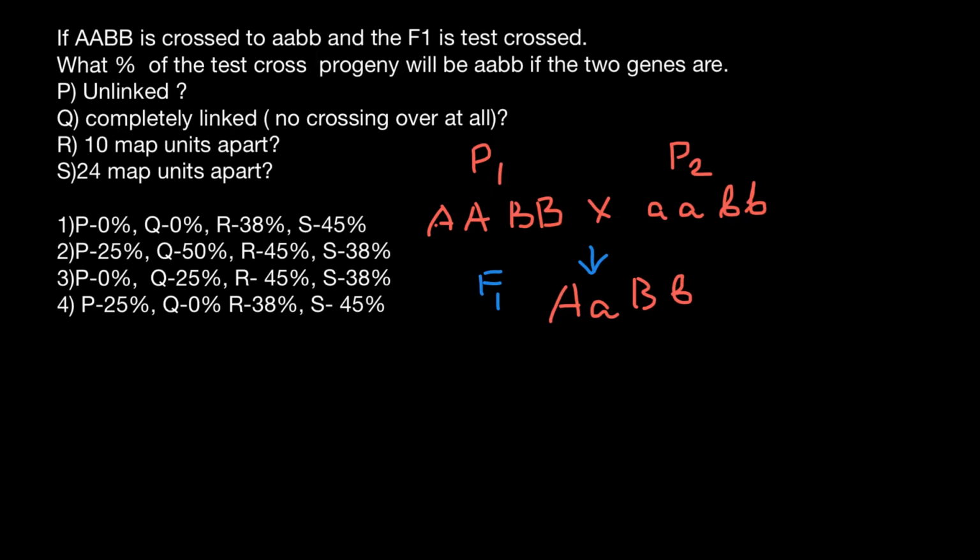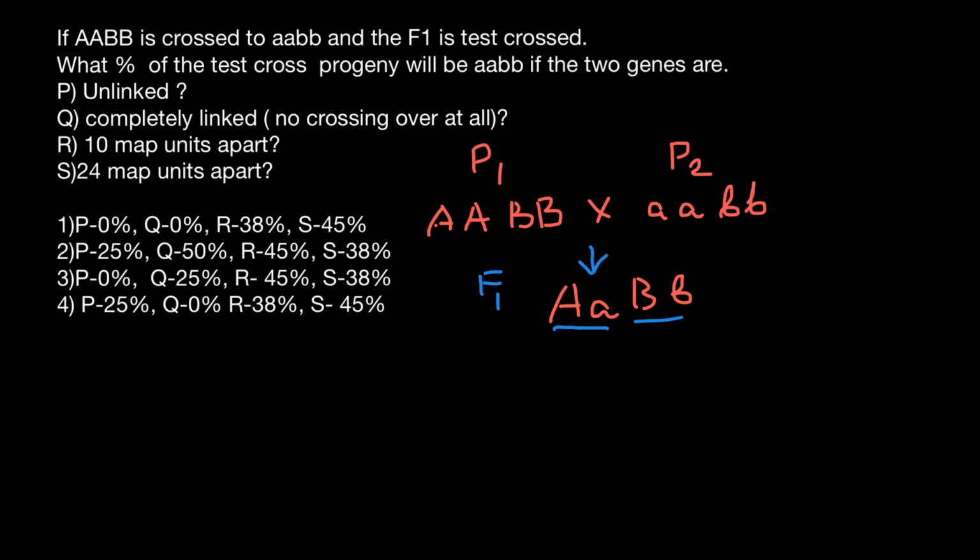For the gene A, the first parent can only give the dominant allele, and parent 2 can only give the recessive allele. We know for sure that the F1 generation is going to be heterozygous for the gene A. As for the gene B, parent 1 can only give the dominant allele B, and parent 2 can only give the recessive allele b. That's how we know that for the gene B, the F1 generation is also going to be heterozygous. So we know the genotype of the F1 generation.